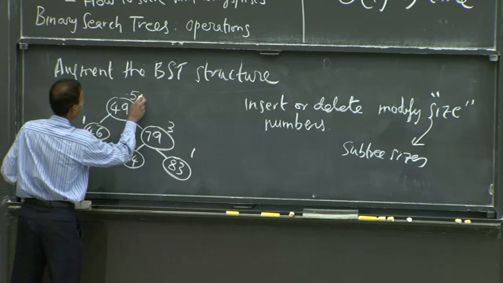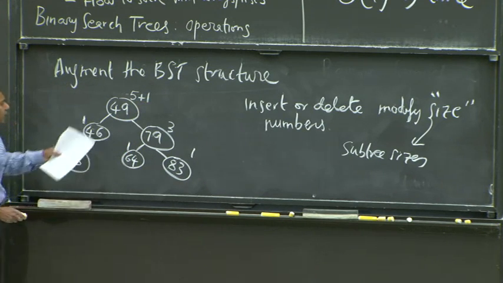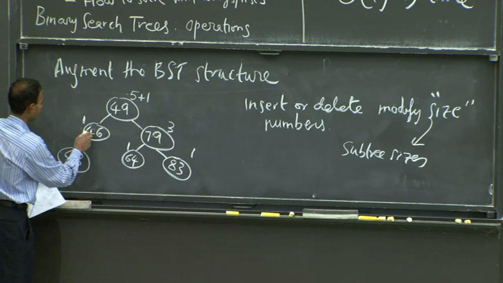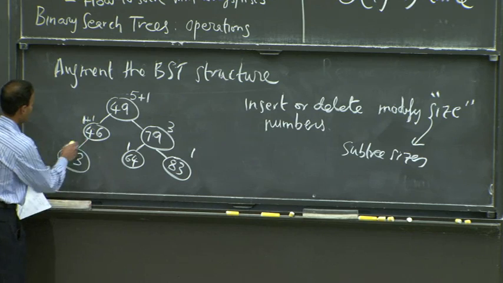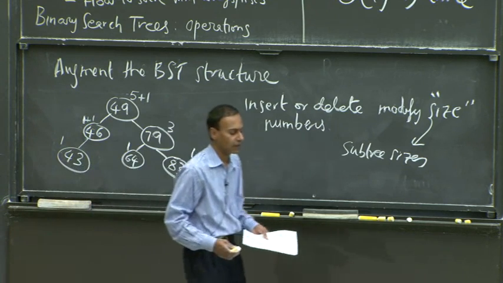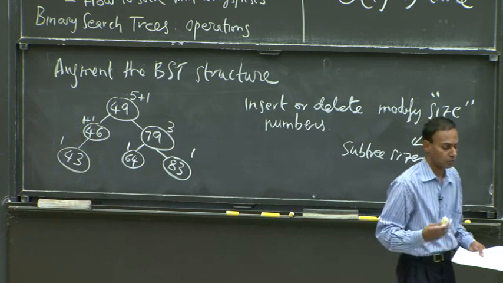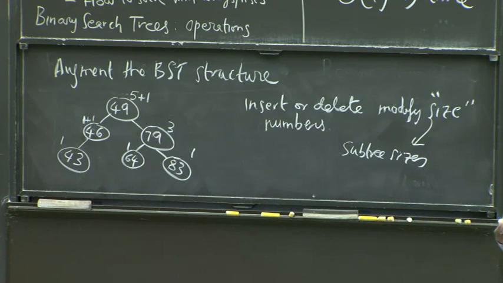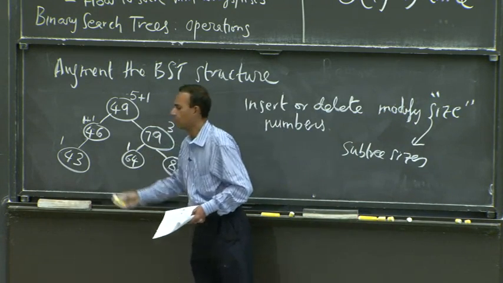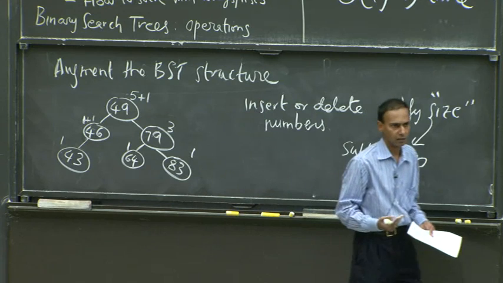You'd add 5 plus 1 because you see 49, and then you'd go down and you'd see 46, and so you'd add 1 to that, and then finally you add 43 and, since it's a leaf, you'd assign the value corresponding to the subtree size of this new node that you put in there to be 1. All right? It gets a little teensy bit more complicated when you want to do the k-minute check, okay?